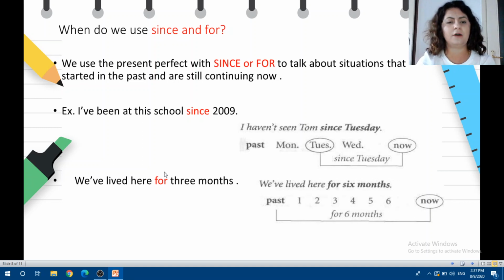What about for? Let's see examples with for. We've lived here for 3 months, or we've lived here for 6 months. Here for refers to the period of time. You can see in this timeline how visually it is presented how for is used.